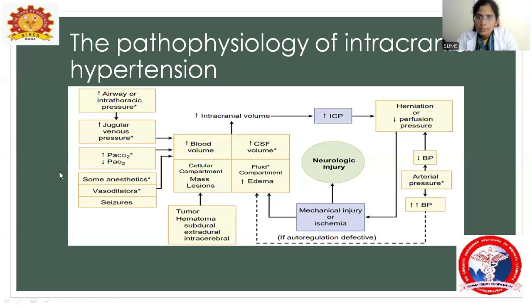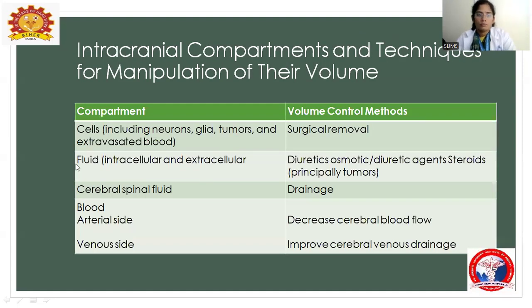So, we have already seen the pathophysiology of intracranial hypertension. I have already explained this. So, how are we going to deal with this pathophysiology? So, intracranial compartments and techniques for manipulation of their volume. First there are cells. The cells include neurons, glia, tumors, and extravasated blood. So, in these cases, we can do a surgical removal. If there is fluid, it can be intracellular or extracellular. Diuretics, osmotic or diuretic agents, and steroids, principally for tumors, are given.